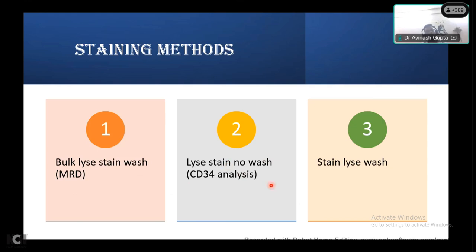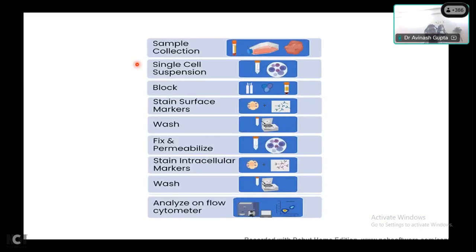Then lyse-stain-no-wash, which we mainly use for CD34 analysis, basically because we need an absolute count, so we don't want to lose anything and we are not going to wash this sample. Then the stain-lyse-wash method, which many people use for diagnostic panels. You collect the sample and prepare a single cell suspension. Some people use a blocking step if they have a problem of non-specific binding. There are many Fc receptors which can bind to the surface of monocytes or monocytoid cells and create non-specific binding, but usually this is not a major issue if your procedure is properly done and well standardized.